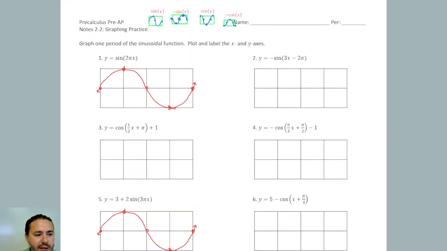Let's find a negative sine, like this one. So we start at equilibrium, and since our graph is reflected over equilibrium, we're going to start by going down instead of up.